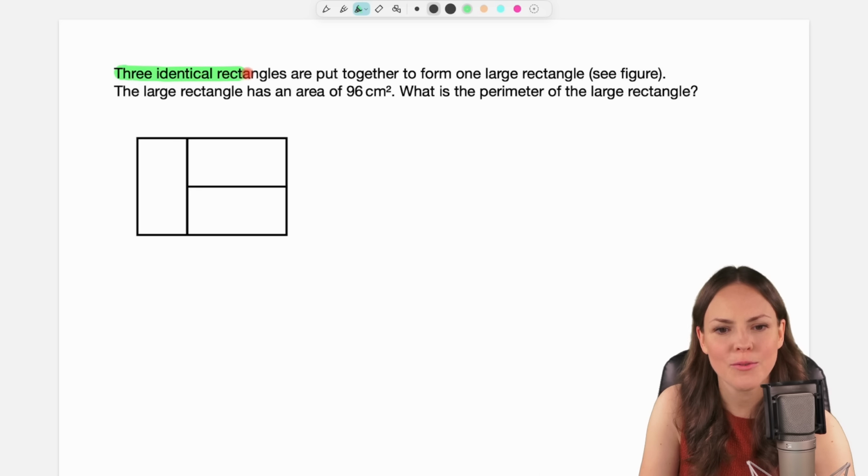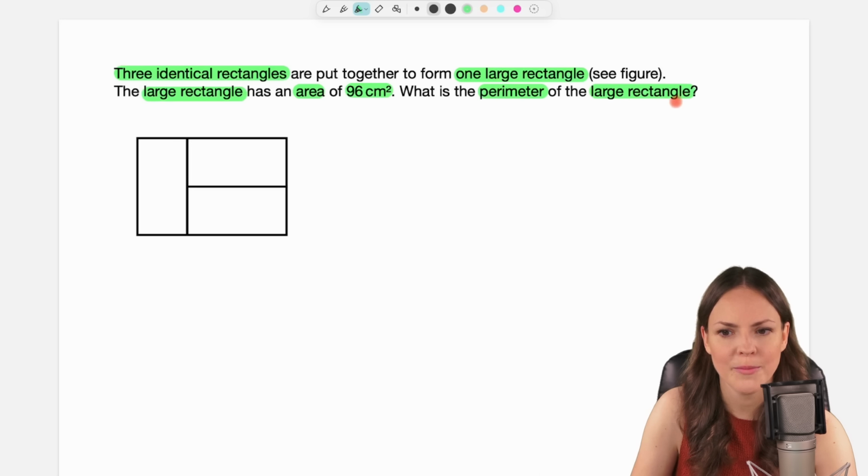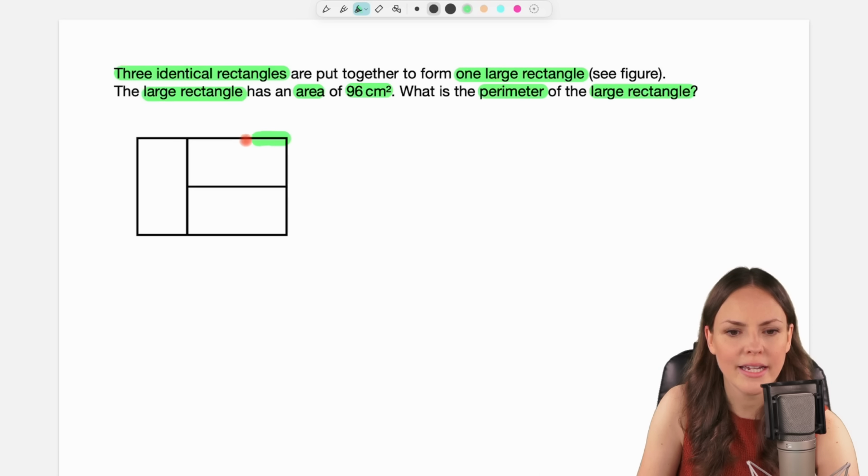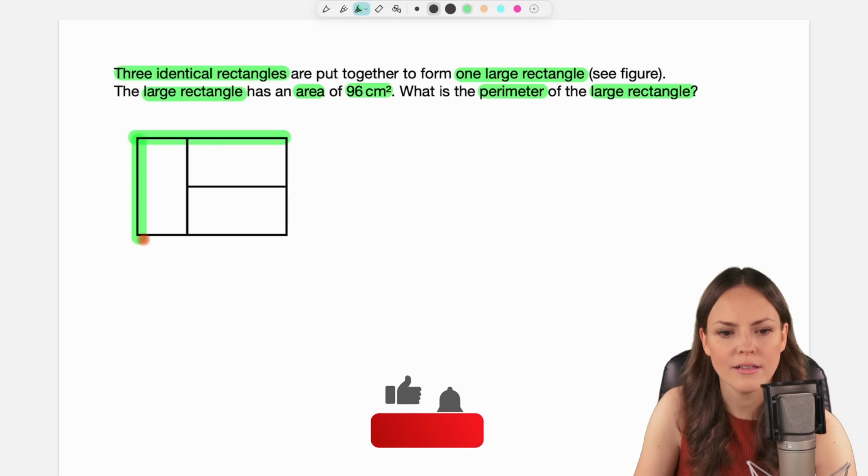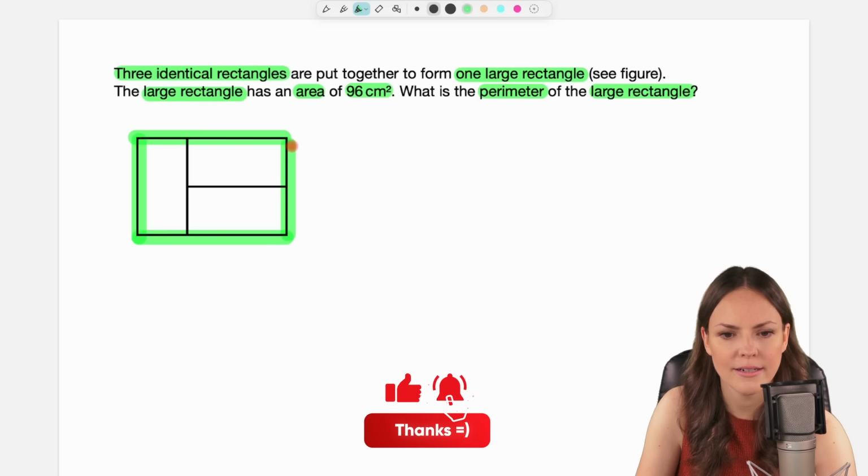Three identical rectangles are put together to form one large rectangle. See figure. We can see these three identical rectangles here, and they form this one large rectangle. The large rectangle has an area of 96 square centimeters. What is the perimeter of the large rectangle? So we have to find the perimeter of this large rectangle here.